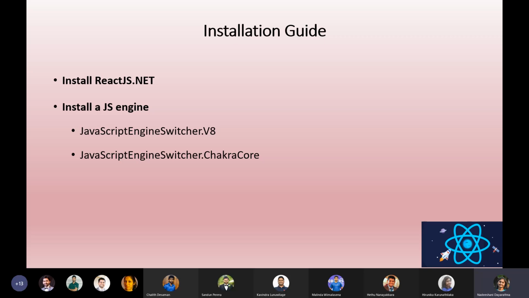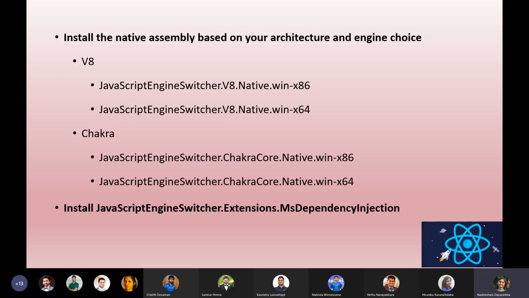After installing these, you have to install the native assembly based on your architecture and engine choice. It's up to you to select a JavaScript engine. And lastly, you have to install the JavaScript Engine Switcher dependency injection package also. Those are the things you have to install, and then you have to set up some configuration.